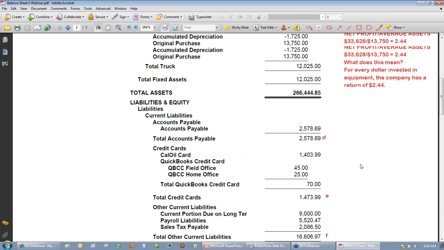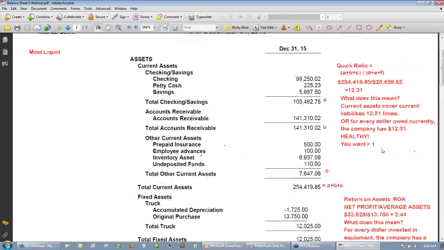So the quick ratio is basically our current assets divided by our current liabilities. And if I run this calculation, I get a ratio of 12.31, which is much higher than the one that we're looking for. So what does this mean?